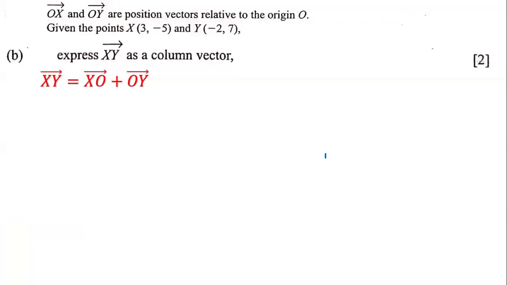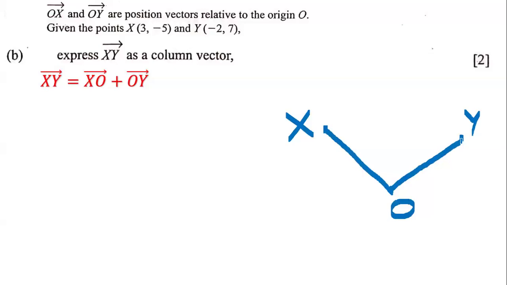Imagine that we have the point X here, and O is the origin, and imagine that the point Y is here. We're trying to get from X to Y. So we're going to go from X to O, and then we're going to go from O to Y. And that's what we did.